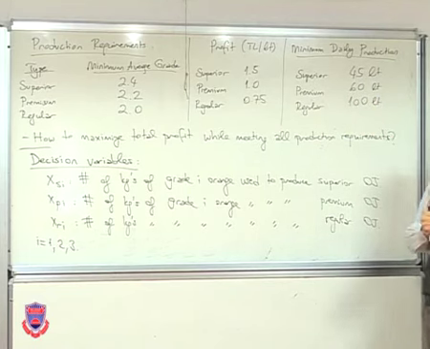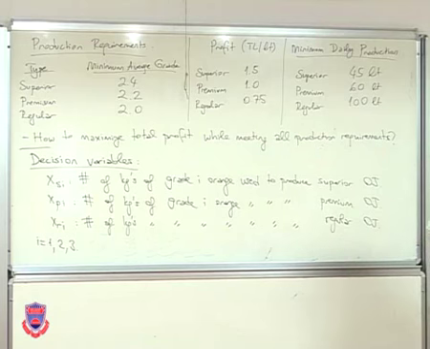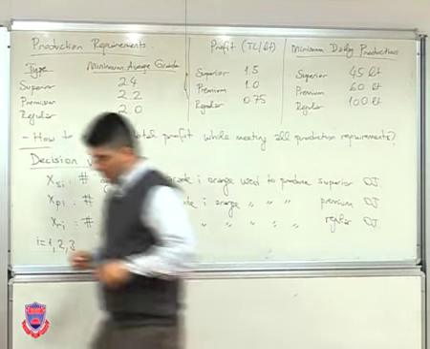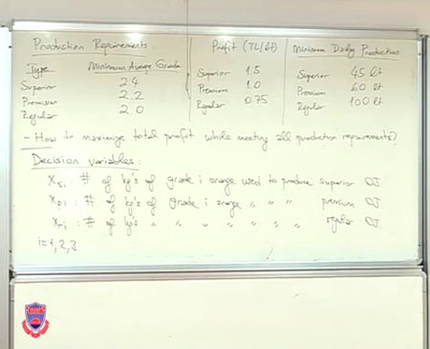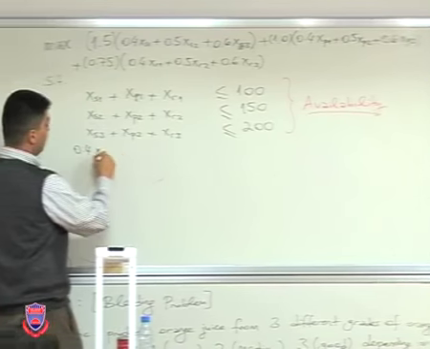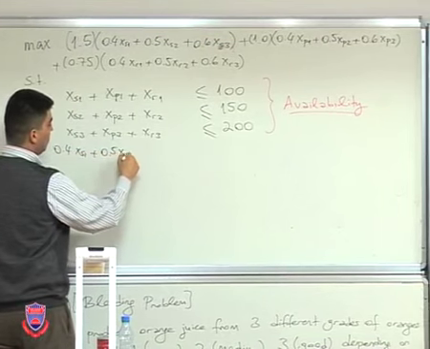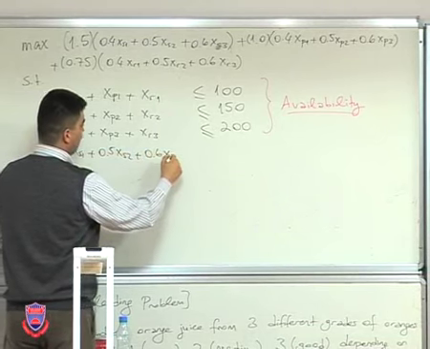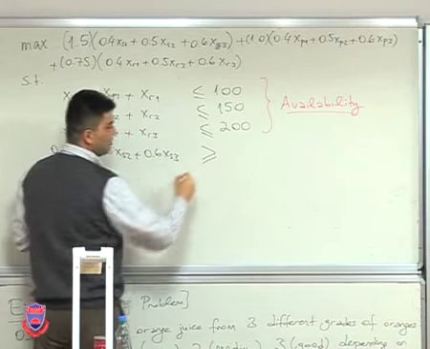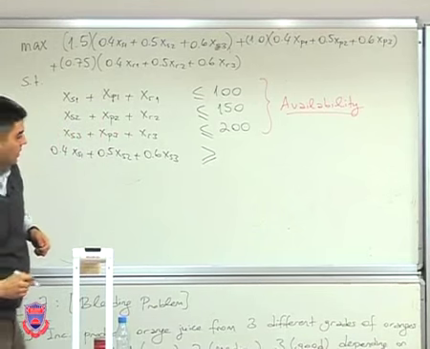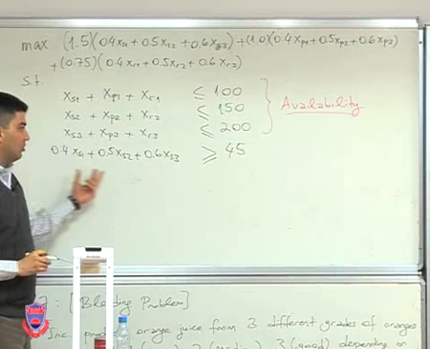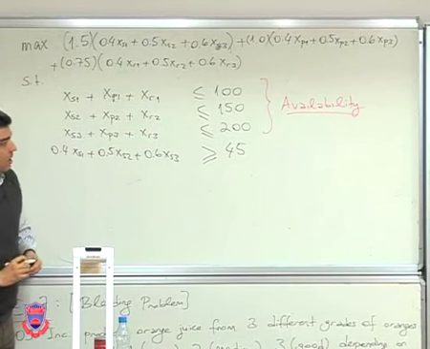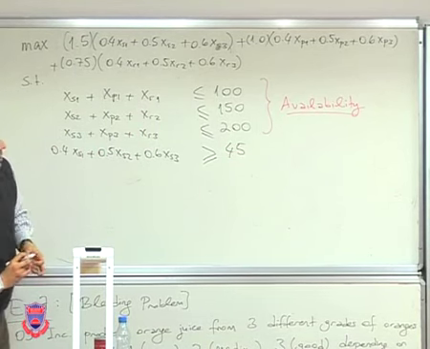How can I formulate it as a constraint? Remember, this was the expression for the total amount of superior orange juice I'm going to produce. So I'll just copy that: 0.4 times XS1 plus 0.5 times XS2 plus 0.6 times XS3. This should be at least as large as 45, because it's the minimum production level. So this tells me that I need to produce at least 45 liters of superior orange juice.